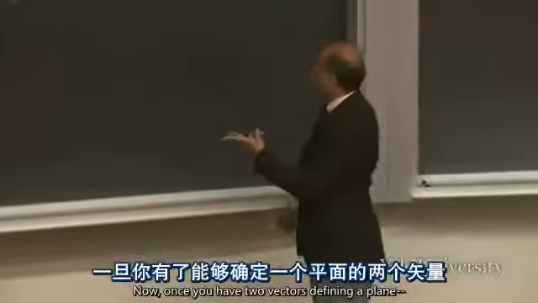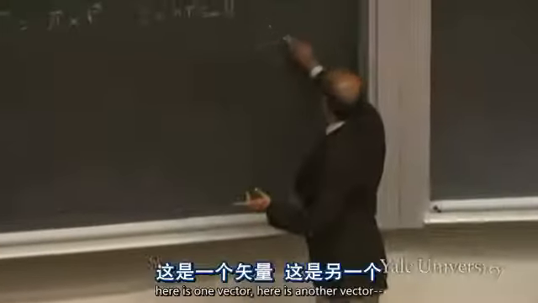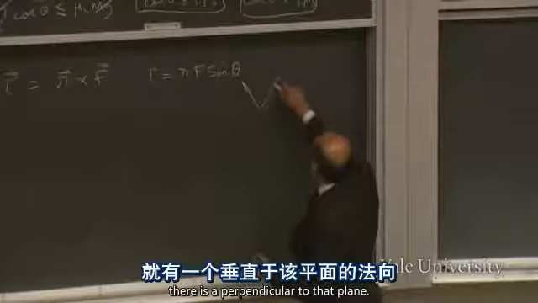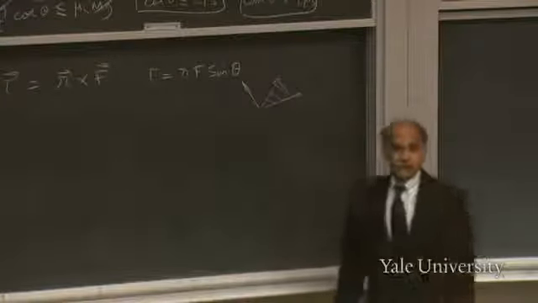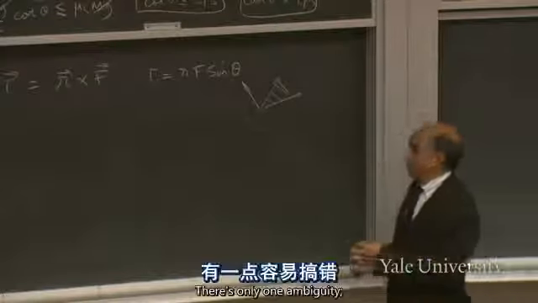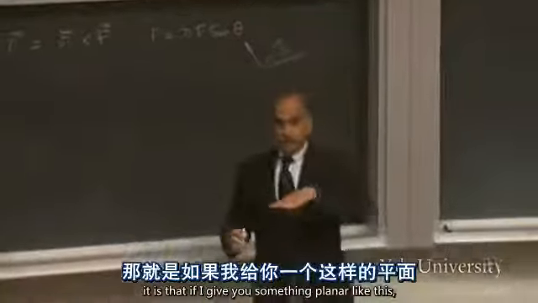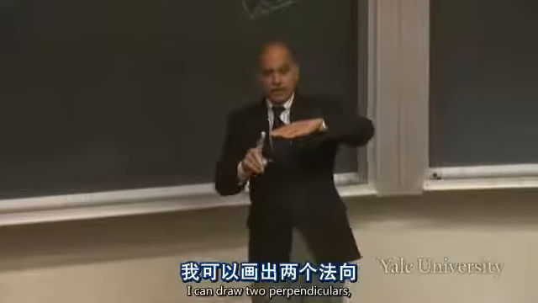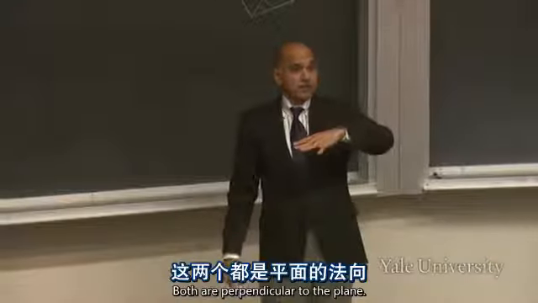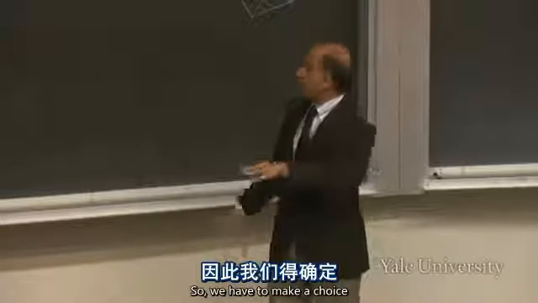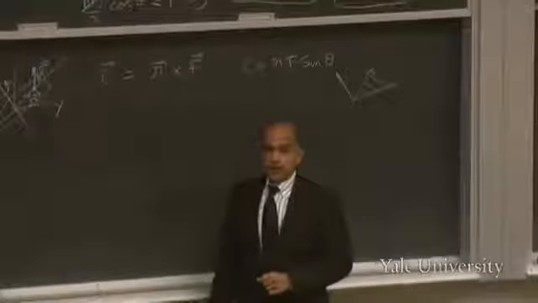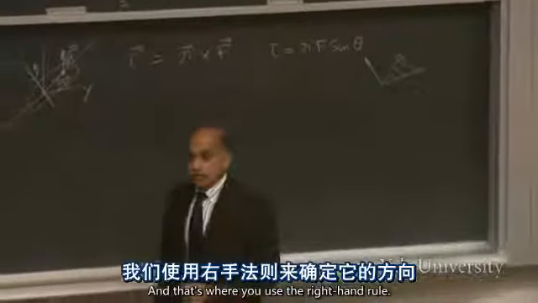Now, once you have two vectors defining a plane, here is one vector, here's another vector, there is a direction perpendicular to that plane. Every plane has a perpendicular. There's only one ambiguity: if I give you something planar like this, I can draw two perpendiculars, one going up and one going down. Both are perpendicular to the plane. So we have to make a choice on what direction I want to associate with this tau. And that's where you use the right-hand rule.